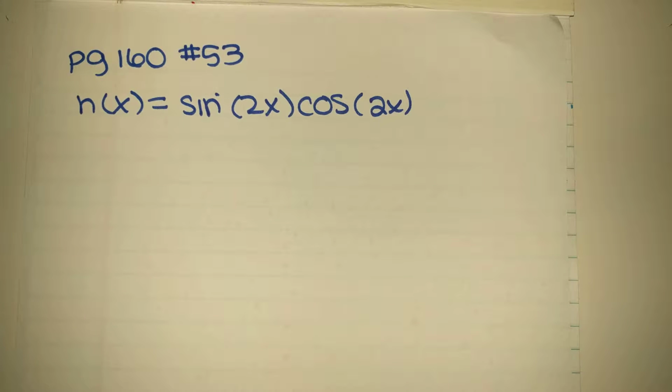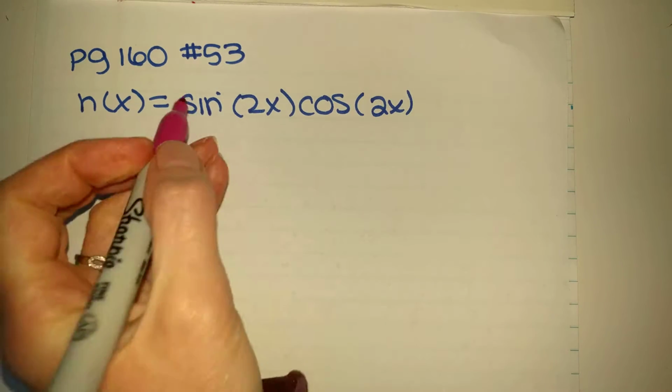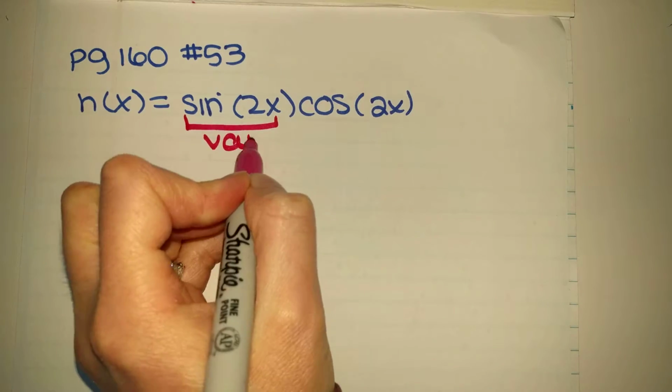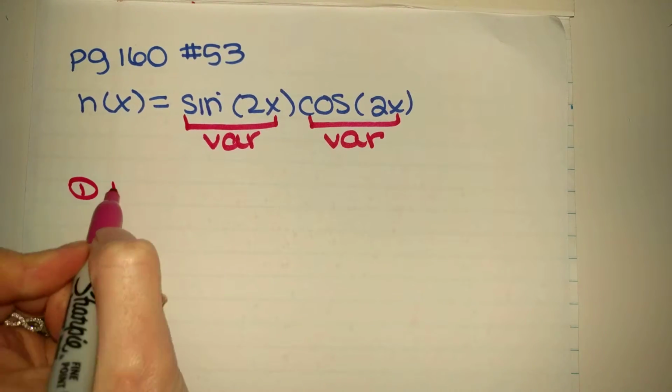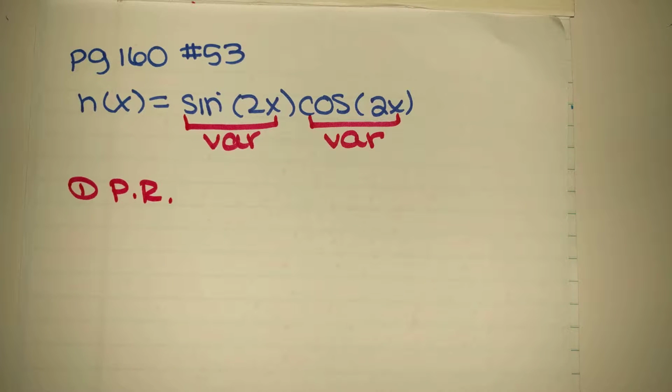So there are two ways to answer this question. The first way that you could go about it is you could say you have a variable expression times another variable expression, and so that would tell you that you would need to use the product rule. There is also going to be an easier way, and that's going to be to use trig identities, which we'll talk about at the end of this video.